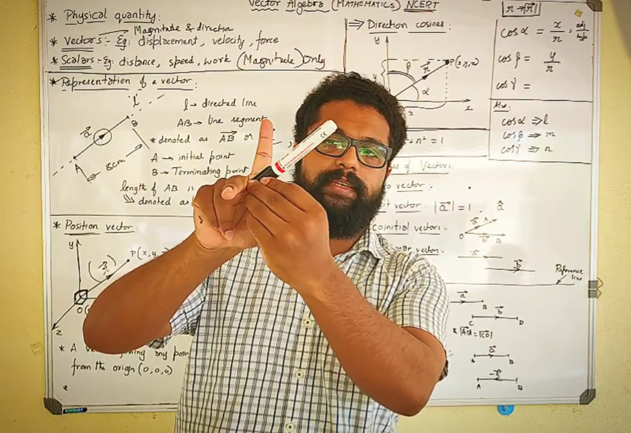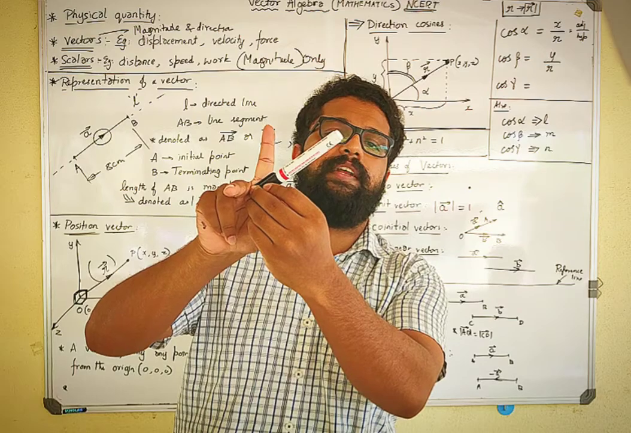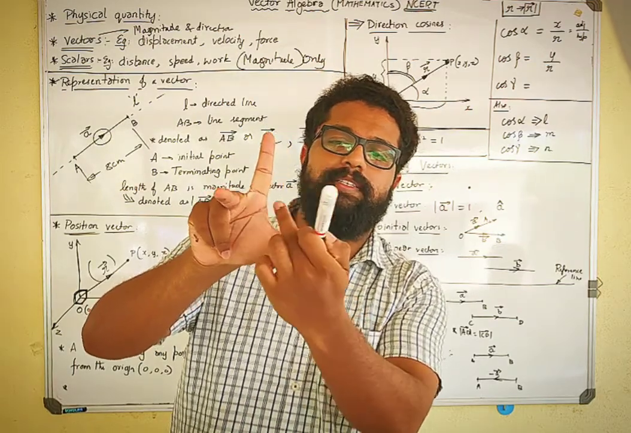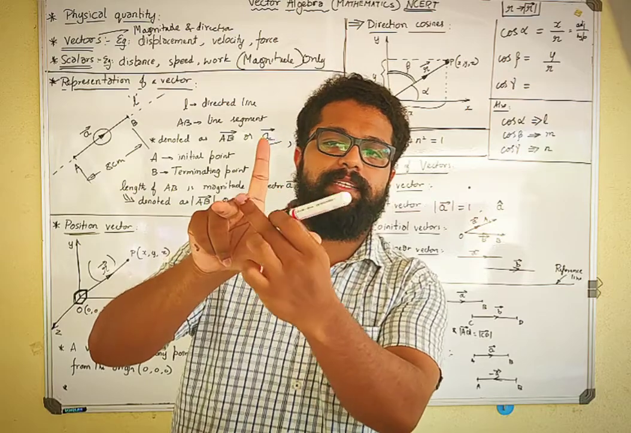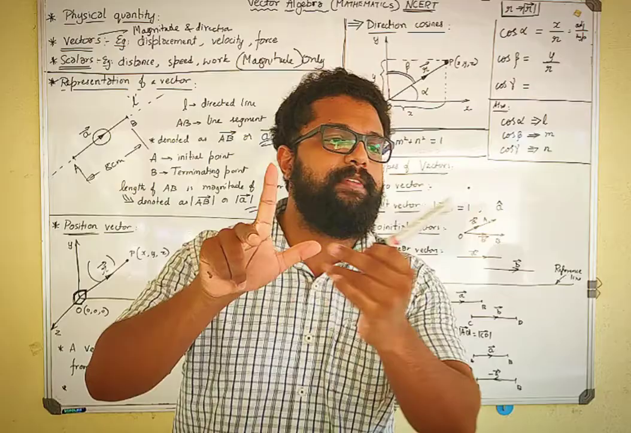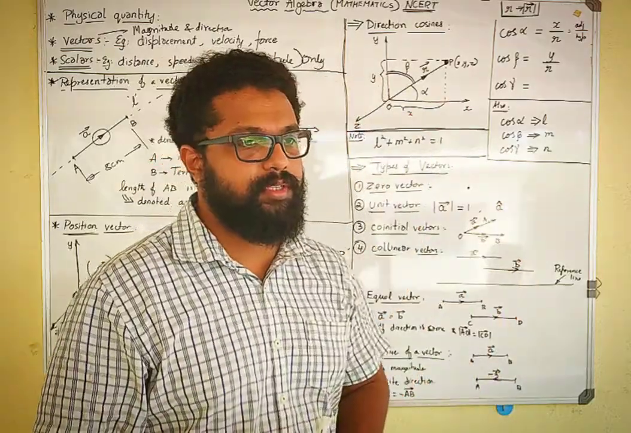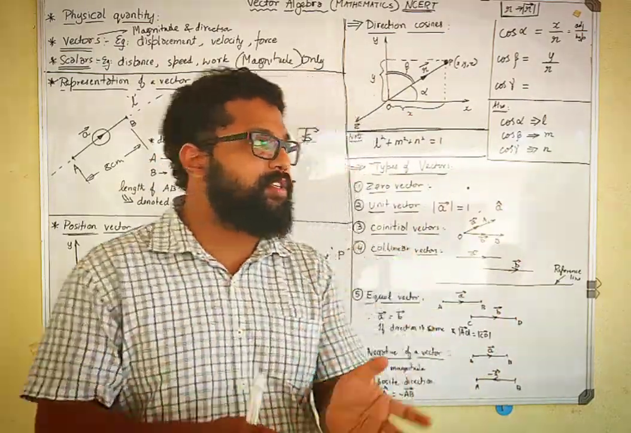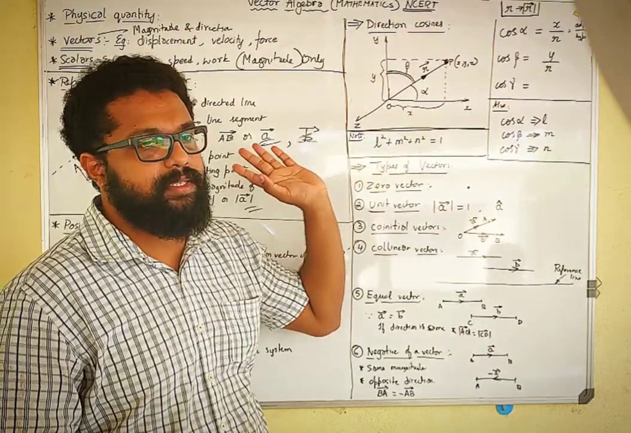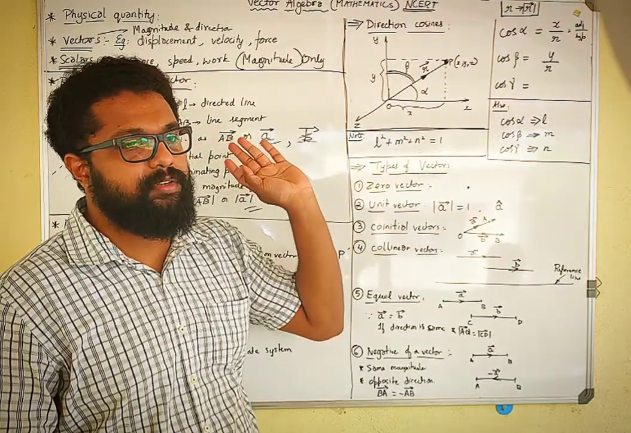This will be joined like this, and I need to understand with what angle each one of the coordinate lines is inclined to this position vector, and that will be defined with the help of my direction cosines. With what angle, what is the inclination of this position vector with respect to the x-axis, y-axis, and z-axis? That is nothing but my direction cosines.